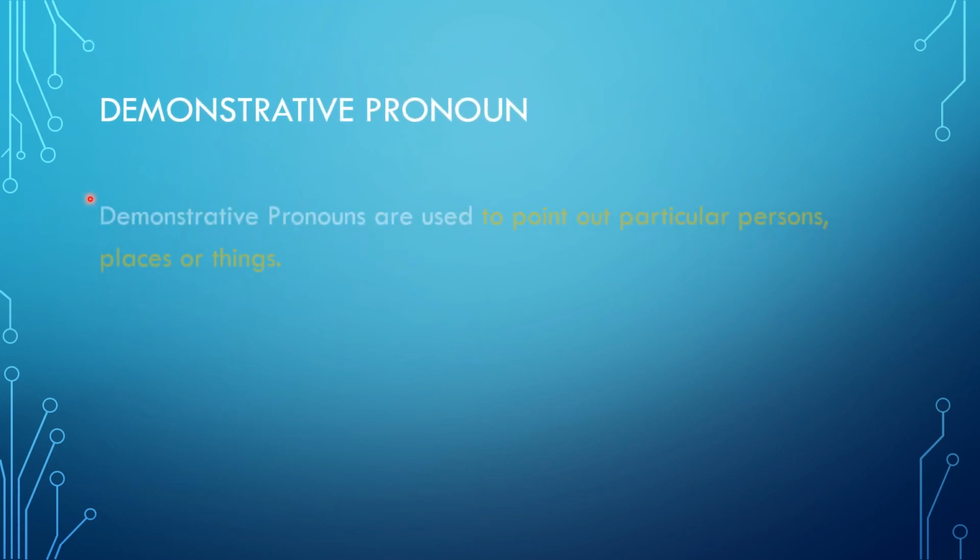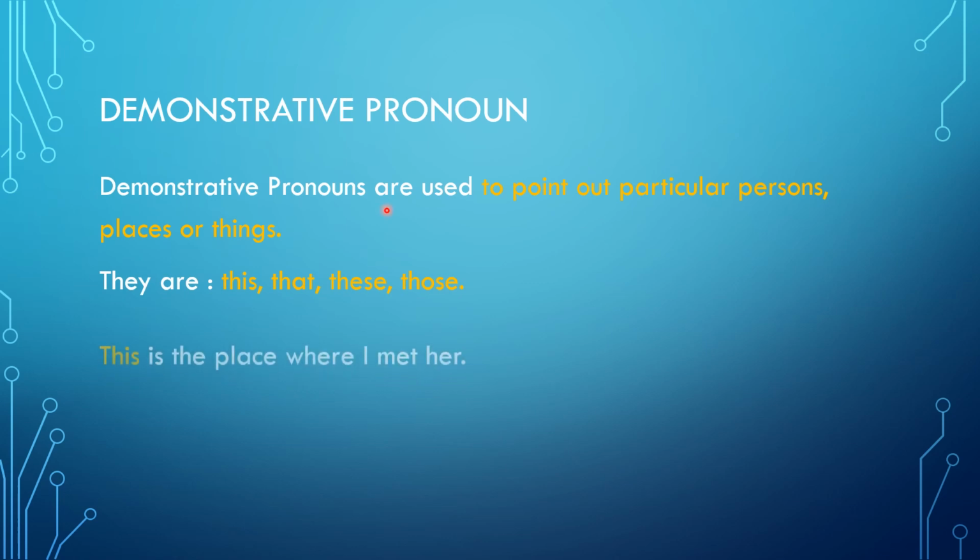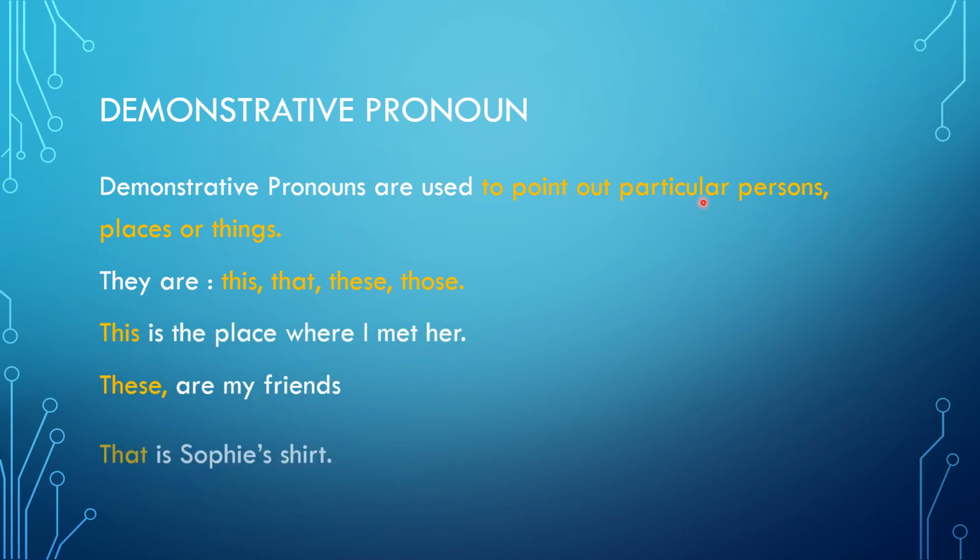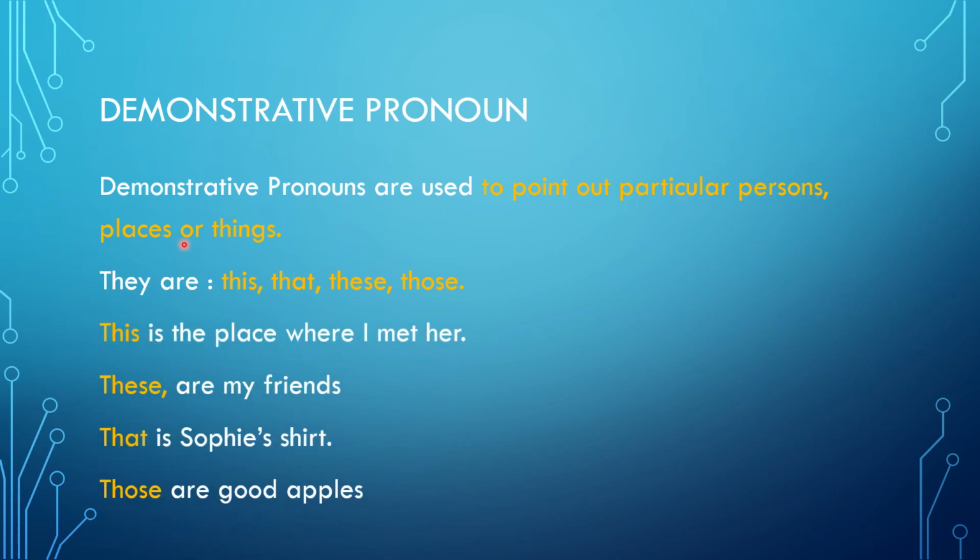Demonstrative pronoun. Demonstrative pronouns are used to point out particular persons, places, or things. They are this, that, these, those. Look at the examples. This is the place where I met her.